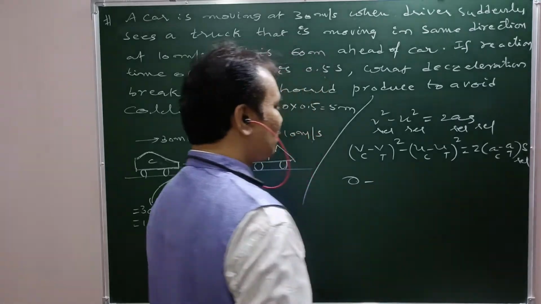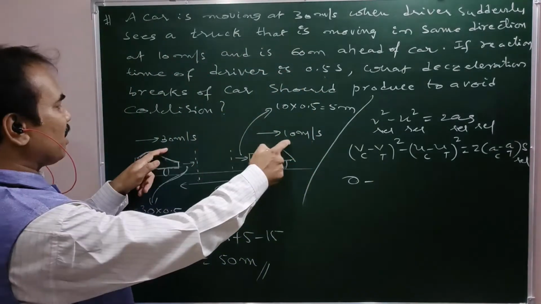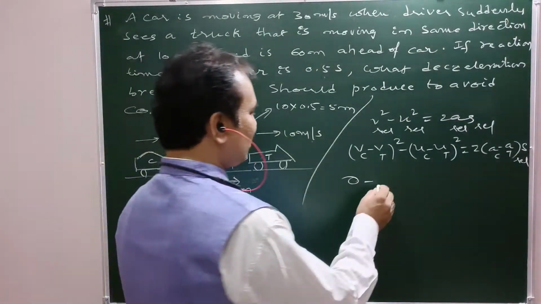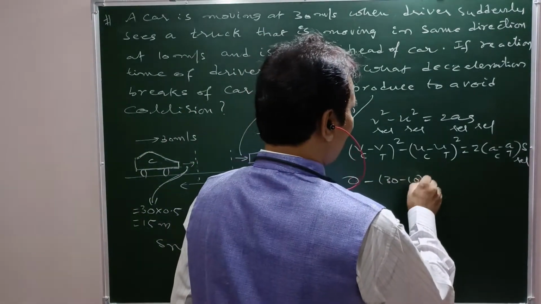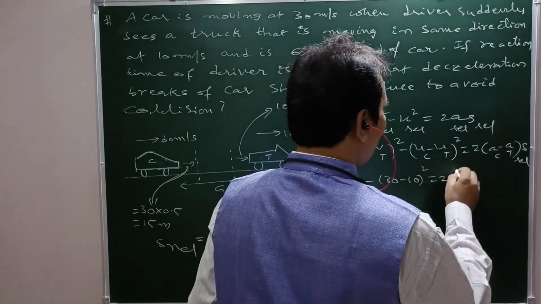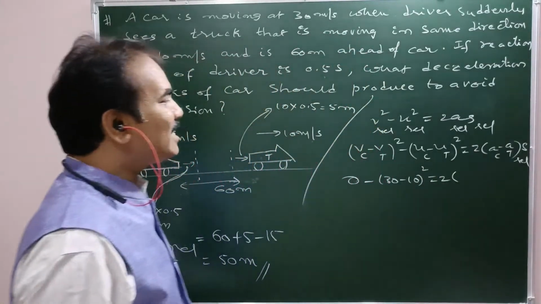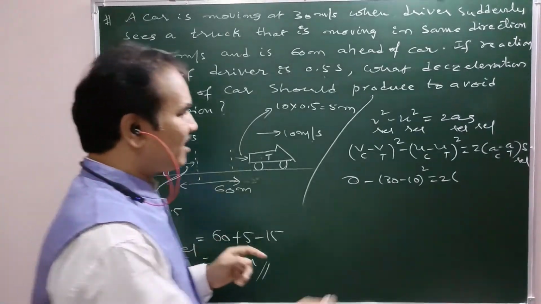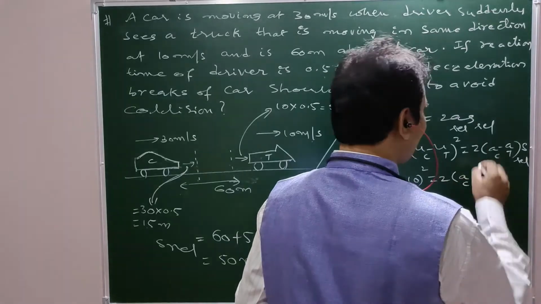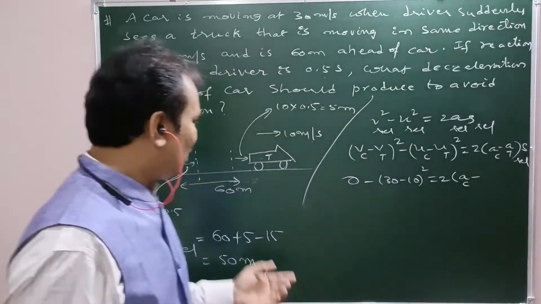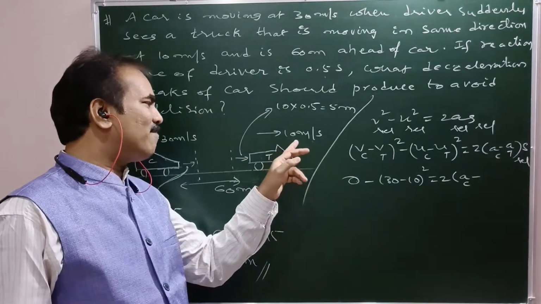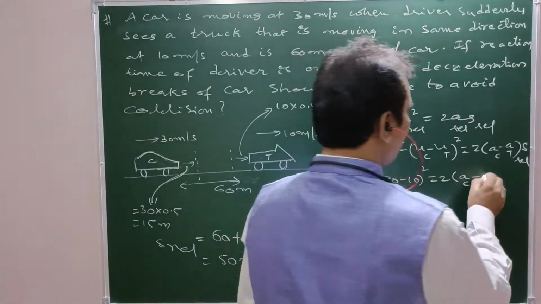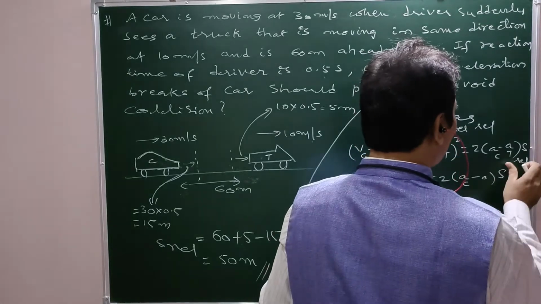So 0 minus (Uc minus Ut) whole square, where these are initial velocities. Uc is 30, Ut is 10. That is 30 minus 10 whole square equal to 2 into (Ac minus At). Definitely the car must retard, so Ac remains as it is. At is 0 because the truck moves at the same rate, 10 meters per second only, with no acceleration, into S relative.